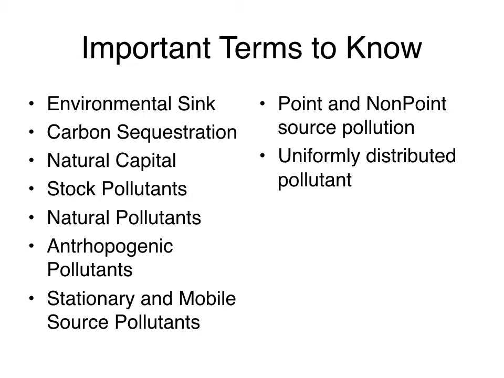A uniformly distributed pollutant causes the same environmental damage regardless of where it is released. Examples are greenhouse gases, which are carbon dioxide, methane, nitrous oxide, and the like. The greenhouse effect is these gases trap heat in the atmosphere and thus heat up the planet.